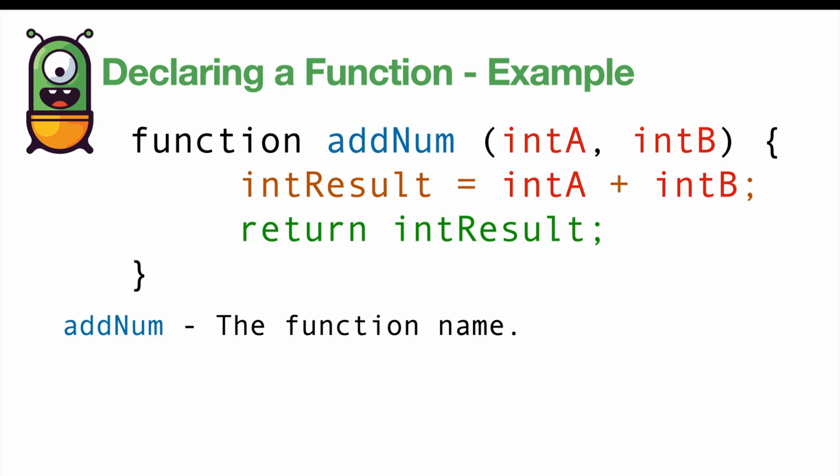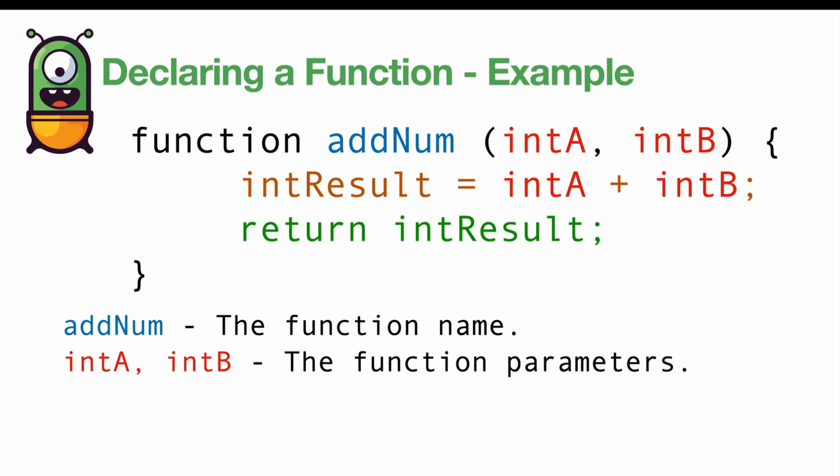So here are the parts. The addNum is the function name. Notice the use of camel case, which is when we capitalize new words or new terms in a name but leave out spaces. This is a popular programming convention, and it's one that's kind of nice to use. It makes variable names a little bit more readable. We have int a and int b as the function parameters. They're two integers.